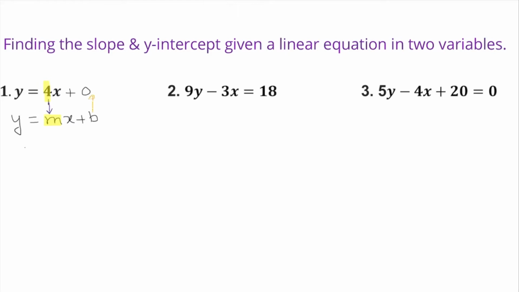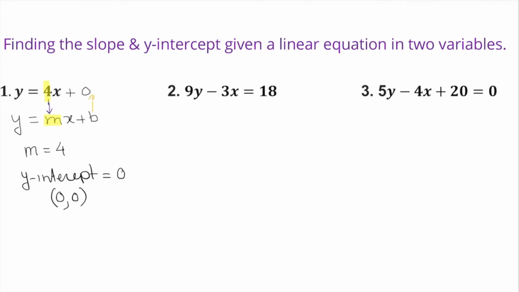Now we are ready to get the answer. Our slope m is equal to 4, with the sign. If there is a negative, we put a negative sign, but this is positive. And the y-intercept, I'm going to put down 0 comma 0. This all is an ordered pair. So b is 0. That's how we write the y-intercept. Let's take a look at number 2.